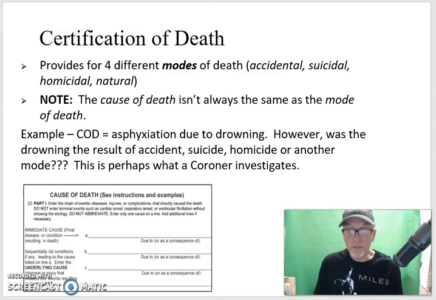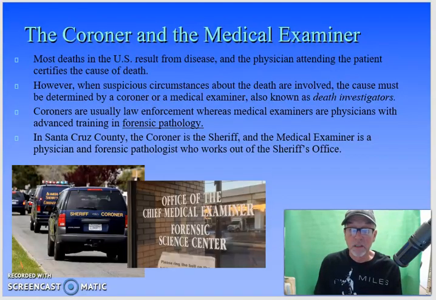The certification of death provides 4 different modes of death. Modes of death: accidental, suicidal, homicidal, and natural. The cause of death isn't always the same as the mode of death. For an example, the cause of death might be asphyxiation due to drowning. But was the drowning the result of an accident, suicide, homicide, or some other mode? And that's the area that perhaps what a coroner will investigate when the death is suspicious. So there's a difference between a coroner and a medical examiner.